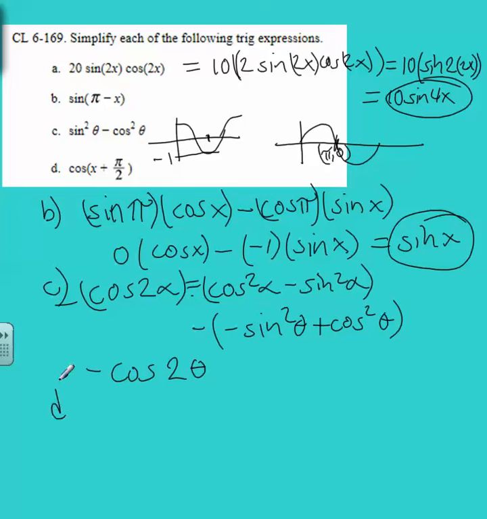And moving on to D, we've got cosine angle sum, angle addition. So looking at my formula, I'm going to do cosine of the first angle times cosine of the second, minus sine of the first angle times sine of the second.